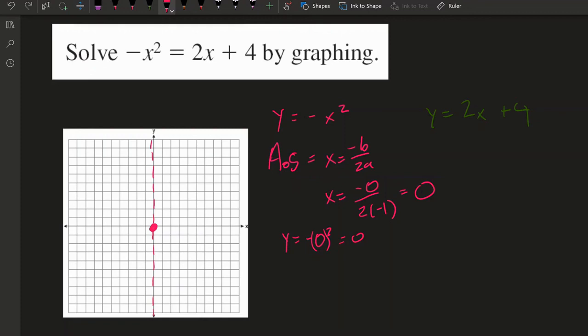Now in this case, I actually do have a vertical stretch. Well, it's a negative, so that means it's going to be a vertical reflection. That means it's going to flip it upside down because there's the negative there. So I get this graph right here.